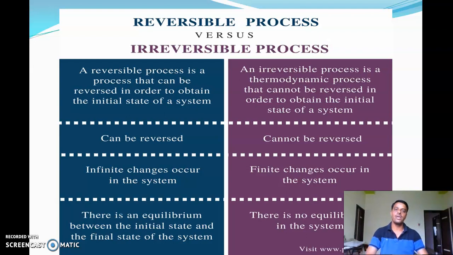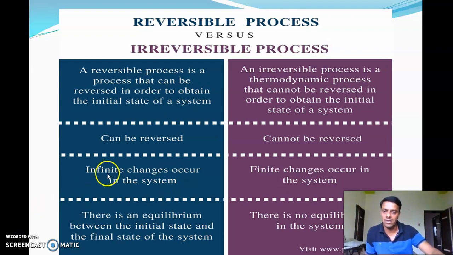But an irreversible process cannot be reversed, which means it takes place only in one direction. A reversible process takes place in both directions, forward as well as backward. And an irreversible process proceeds only in the forward direction but not in the backward direction. I hope you have understood what is meant by reversible process and irreversible process.